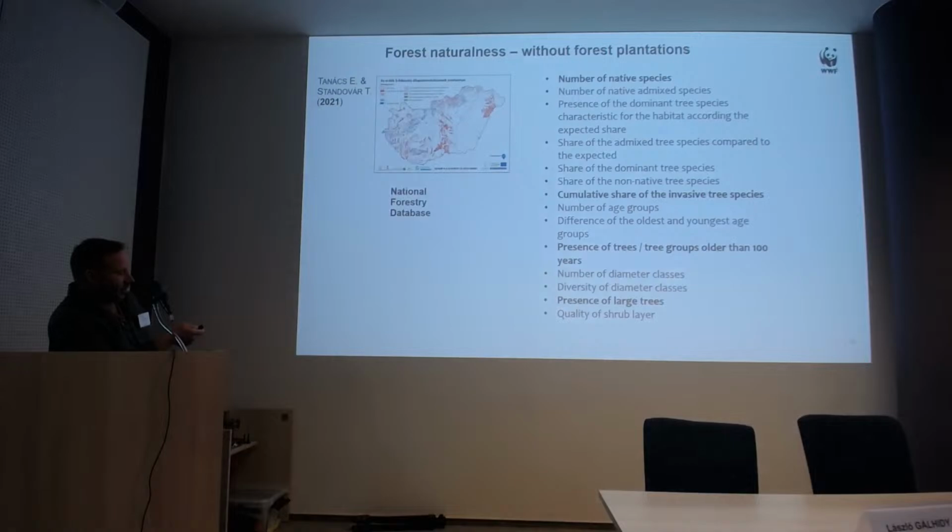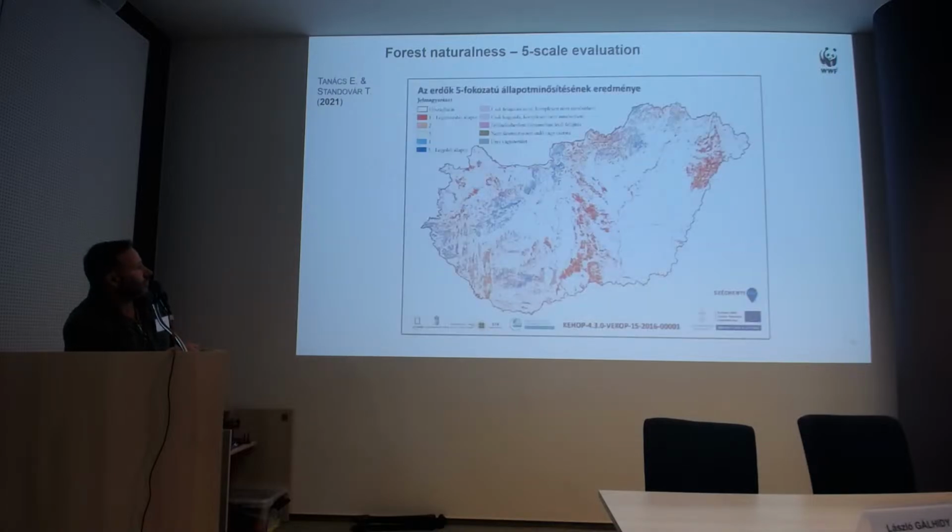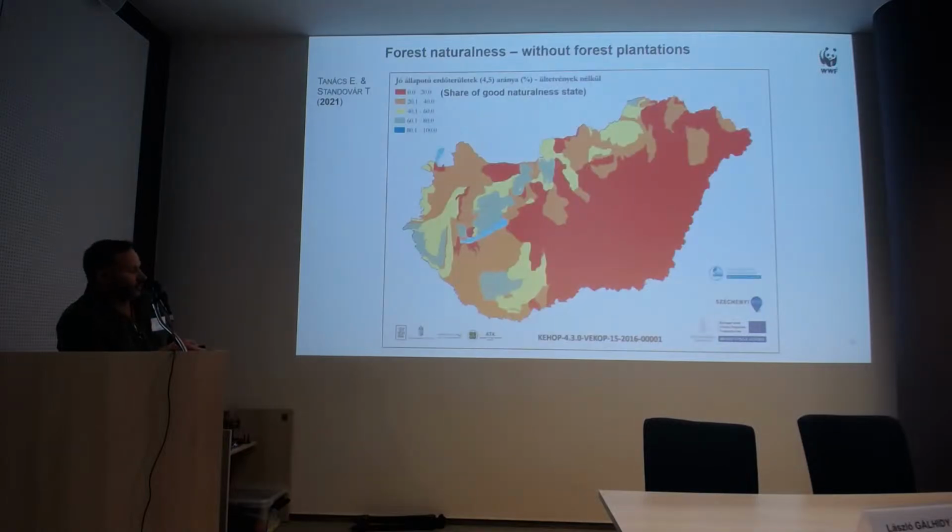Yeah, and there was another desktop analysis just recently by Eszter Tanács and Tibor Standovár. It was based on the National Forestry Database, which is quite detailed in Hungary, and it is using many more indicators. You can just have an idea how much, and we can get this more detailed map. It is quite similar to those we have already seen. We can do some survey on regions as well.